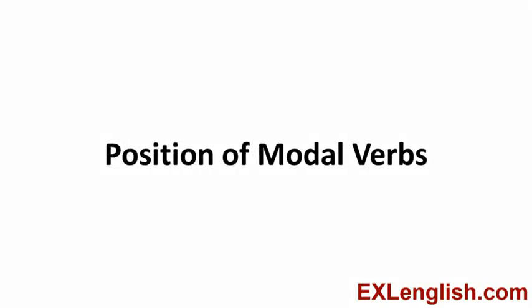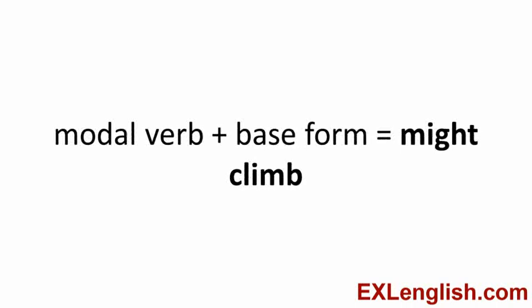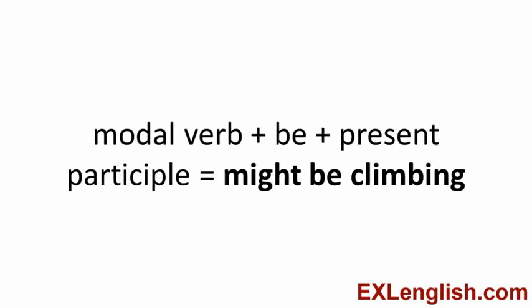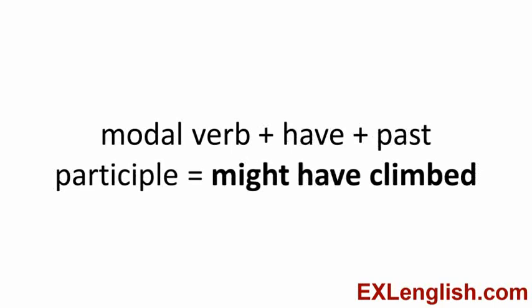Position of modal verbs. Modal verbs will always have the first position at the beginning of the verb phrase in English, no matter what tense they are in. Take a look at some example sentences below. Modal verb plus base form equals might climb. Modal verb plus be plus present participle equals might be climbing. Modal verb plus have plus past participle equals might have climbed.